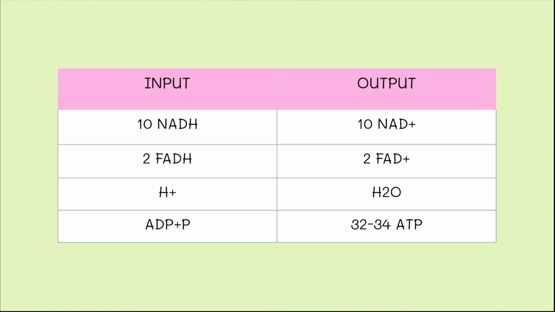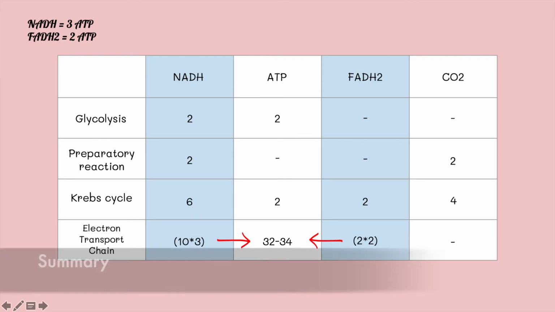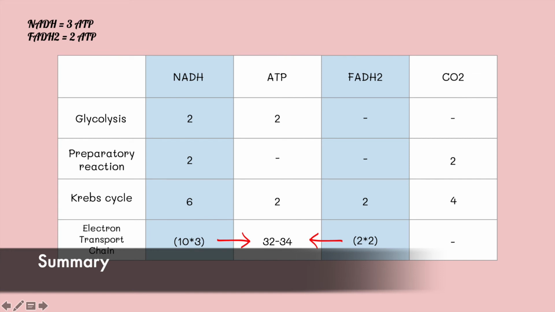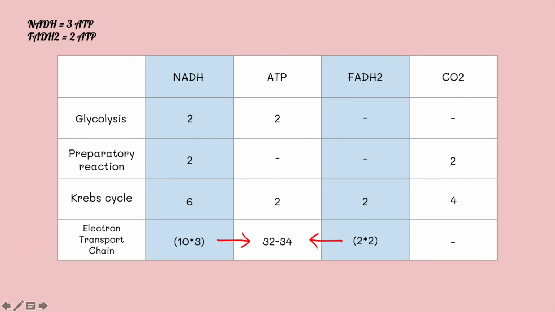So for the electron transport chain input, there are 10 NADH, 2 FADH2, H+ ions, ADP, and phosphate. For the output, there are 10 NAD+, 2 FAD, H2O, and 32 to 34 ATP. For one glucose molecule, glycolysis produces 2 NADH and 2 ATP. The preparatory reaction produces 2 NADH and releases 2 carbon dioxide molecules. The Krebs cycle produces 6 NADH, 2 ATP, 2 FADH2, and 4 carbon dioxide is released.